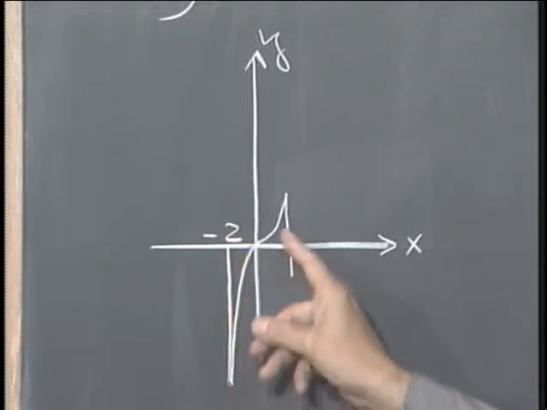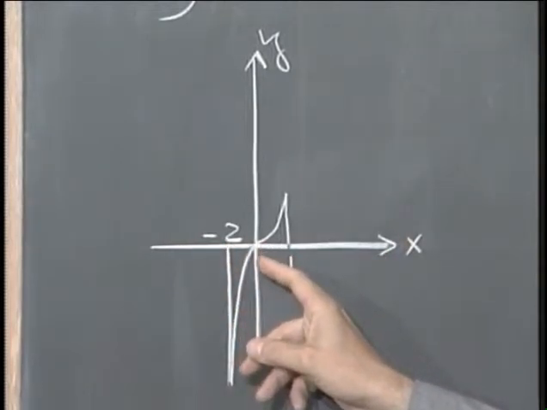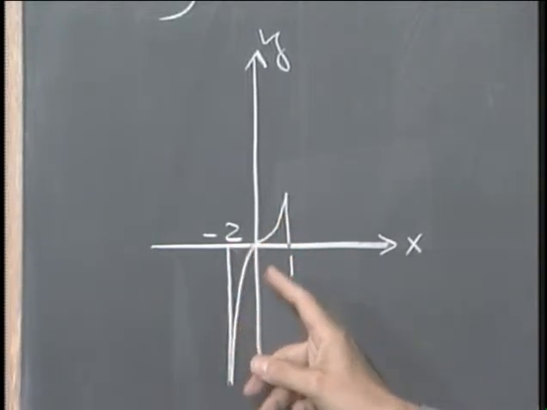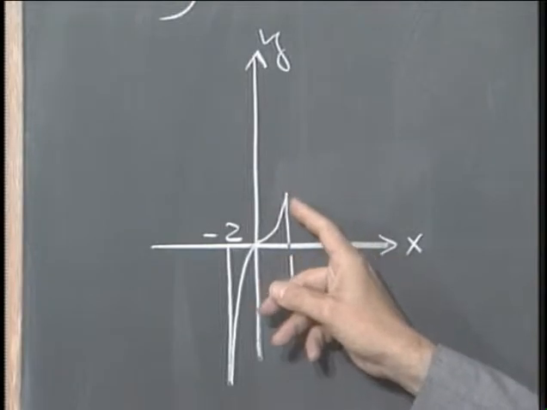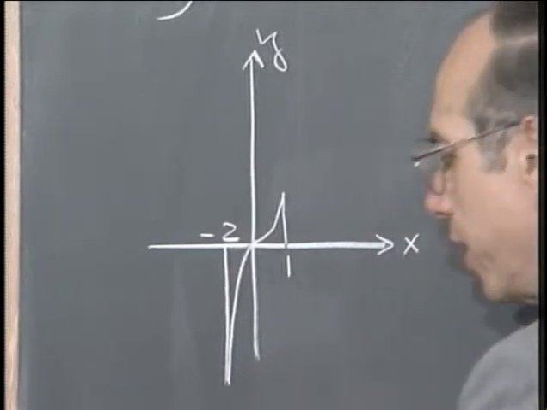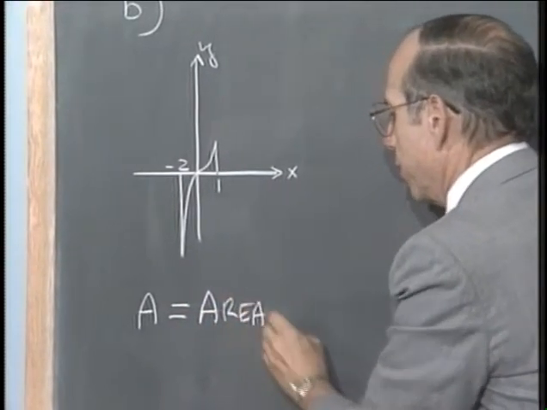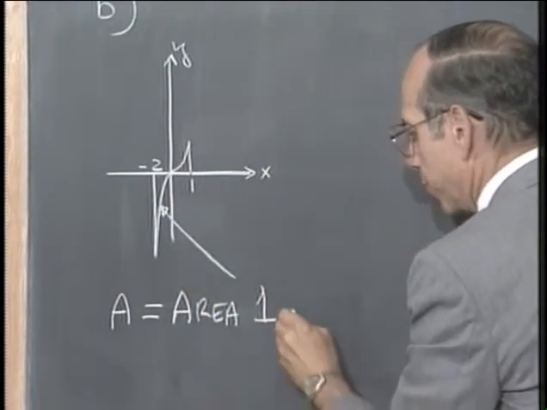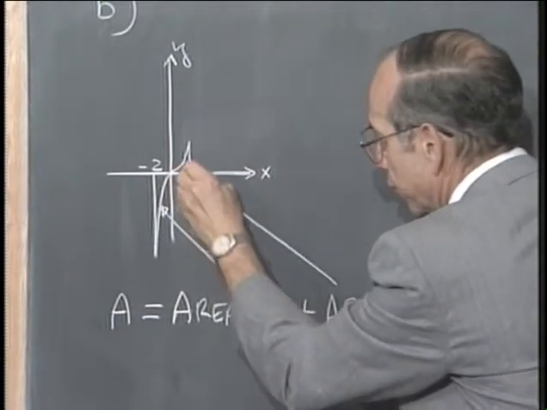Let me say that again. When you take the integral of x cubed from minus 2 to 0, we're going to get a negative number, but the absolute value of that number will be this area. We can then find the other part by taking the integral from 0 to 1 of x cubed, because in this region, the curve lies above the x-axis. So the total area is equal to the area 1 over here plus area 2, which is over here.